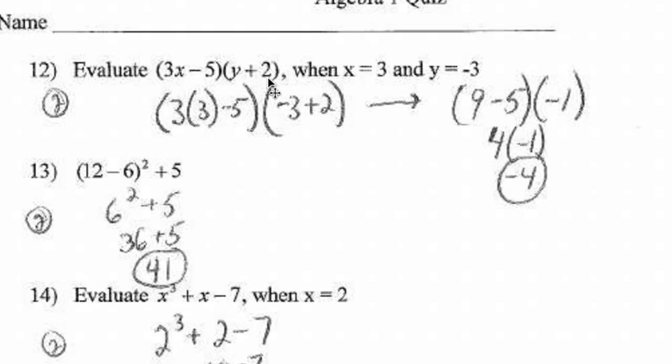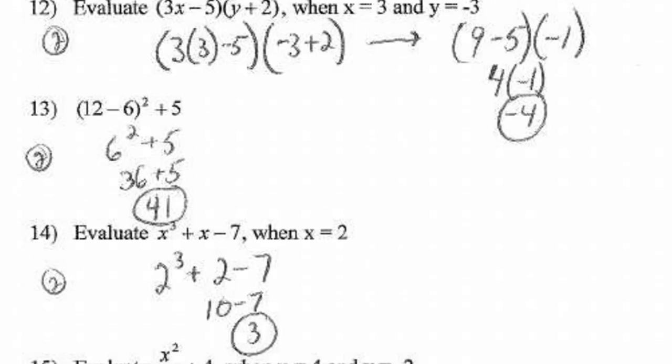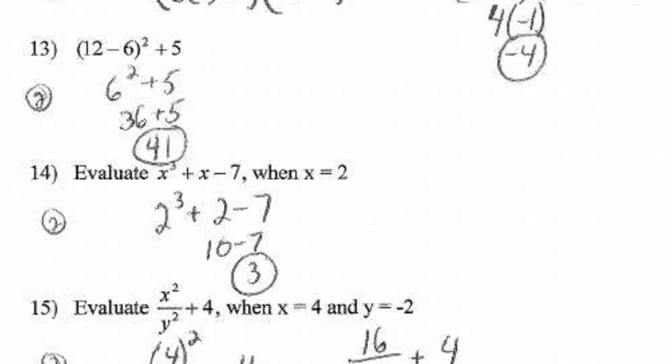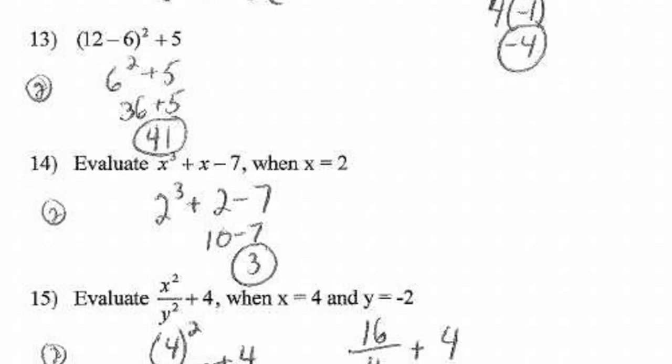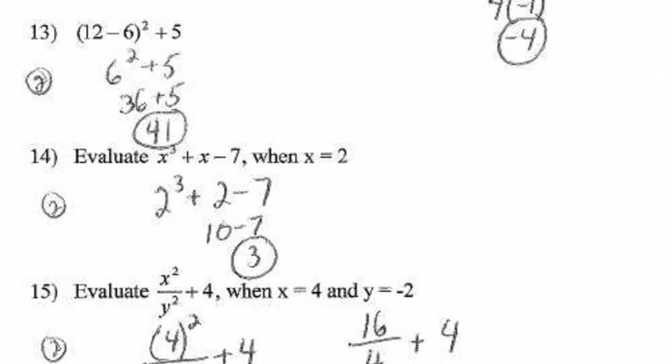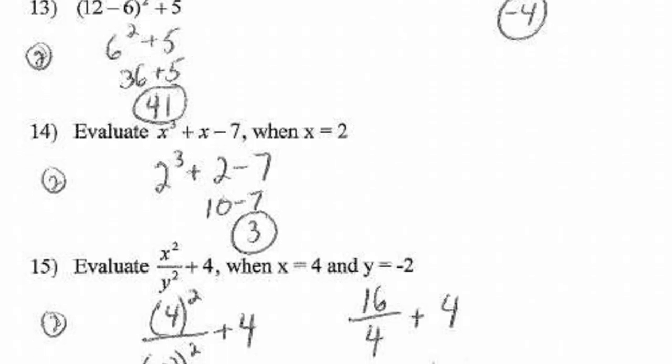So after we substitute in, we need to make sure we take care of what's inside the parentheses first, then we multiply. Okay, so make sure you understand where -4 comes from. 13, you should hopefully be able to see, following order of operations, PEMDAS, that we do what's inside the parentheses, then exponents, and you can see where 41 comes from for question number 13.